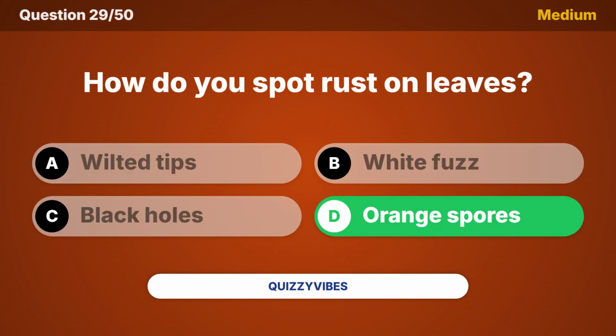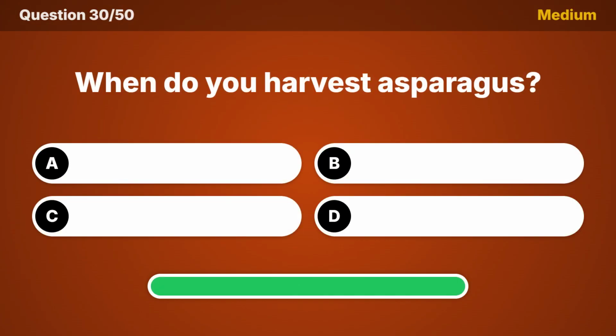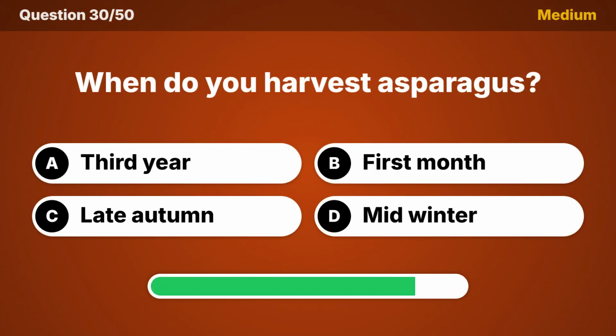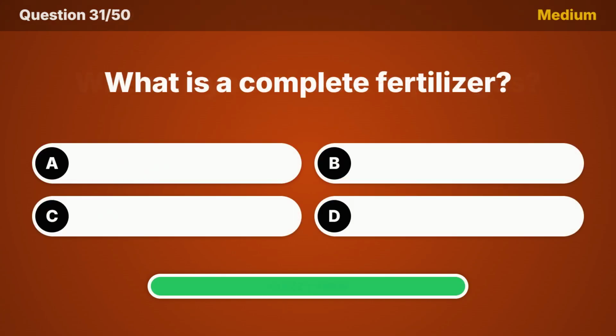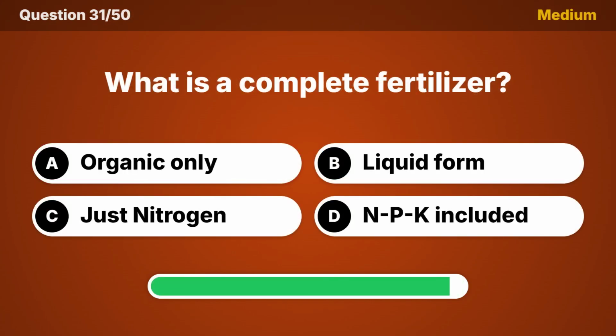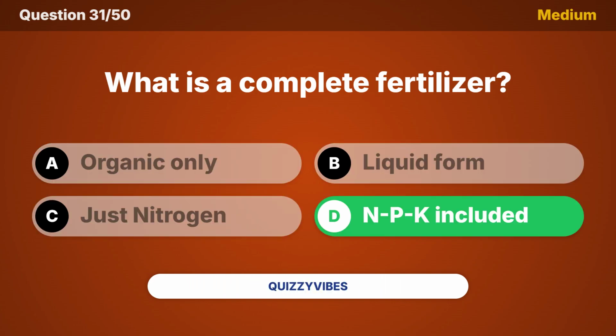And the answer is orange spores. When do you harvest asparagus? Answer: third year. What is a complete fertilizer? Time's up. It's NPK included.